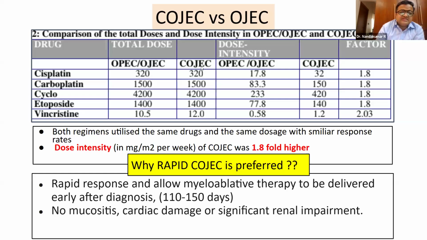Another thing you notice in this regime is that there's no anthracycline. So we all know anthracycline always comes with a cost, and even if you don't hit the cumulative toxicity of 250 milligrams per meter square, mucositis and neutropenia are definitely known to occur with doxorubicin. So such toxicity was not noted with rapid COJEC.